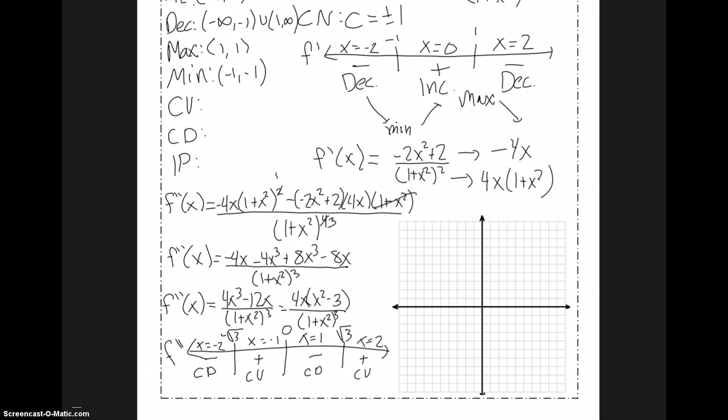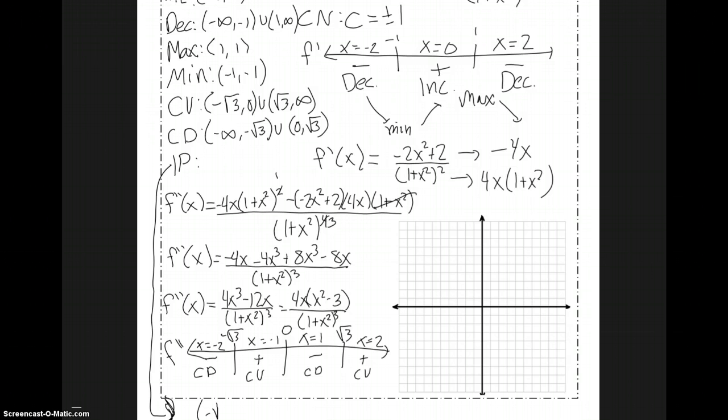So it looks like our intervals are concave up between -√3 and 0, and then √3 on to infinity. Concave down from -∞ to -√3, and then 0 to √3. And I've actually got 3 inflection points, everywhere my concavity changes. I'm going to write them down here. The first one is at the negative square root of 3.